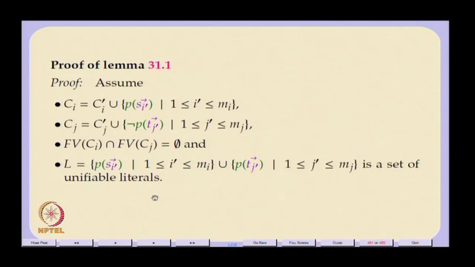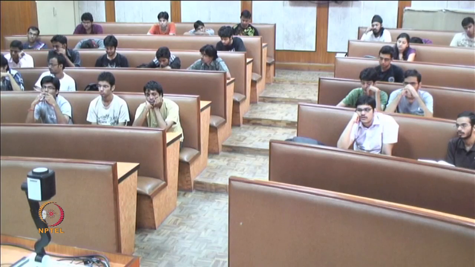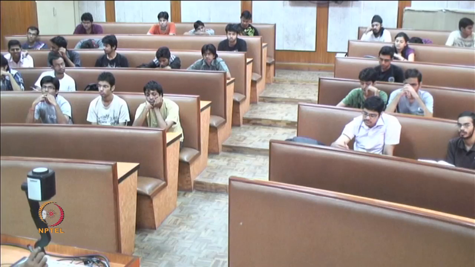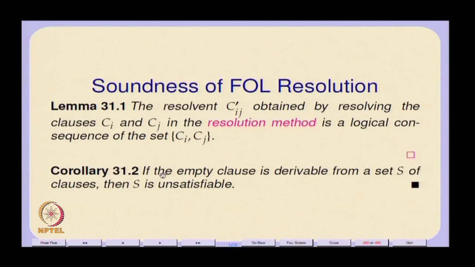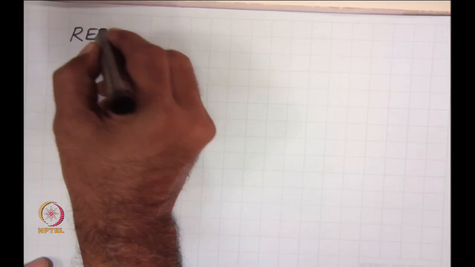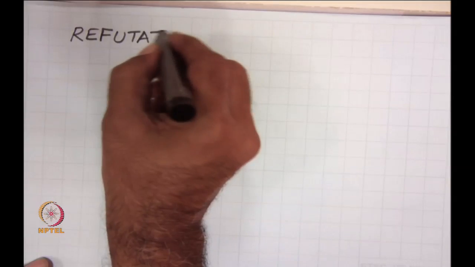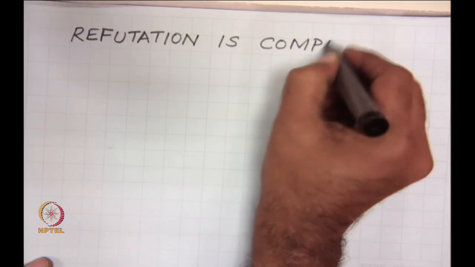Right. So, I do not actually have any more slides, but we will go through a proof on this. So, what I will do now is I will justify essentially a completeness. So, if you look at this corollary, what we will do is we will say that refutation itself is complete.